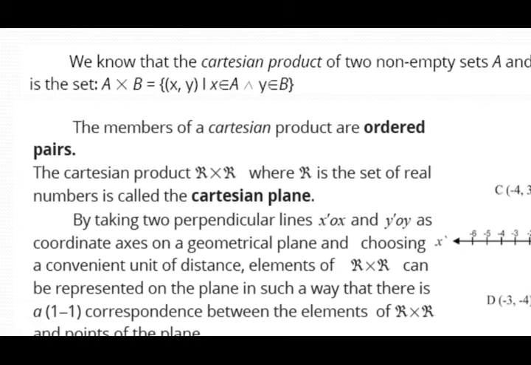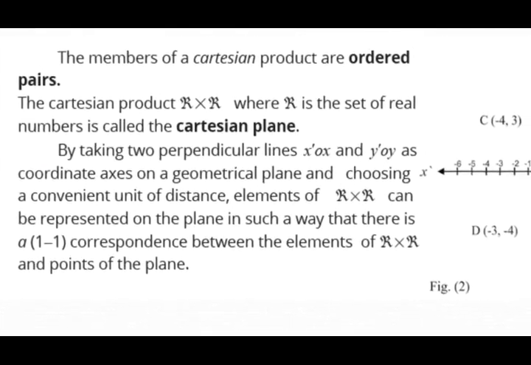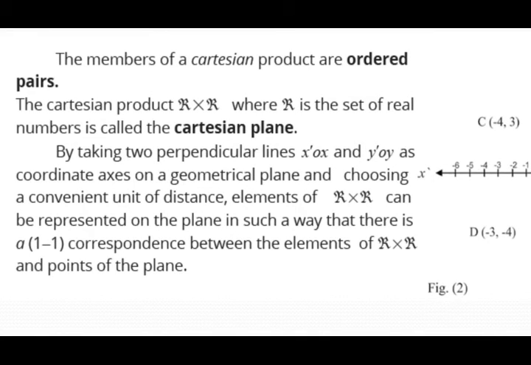All the elements of R cross R form a Cartesian plane by taking two perpendicular lines x dash ox and y dash oy as coordinate axes on a geometrical plane. Choosing a convenient unit of distance, elements of R cross R can be represented on the plane in such a way that there is a 1-1 correspondence between the elements of R cross R and points of the plane. In this also there is a 1-1 correspondence.